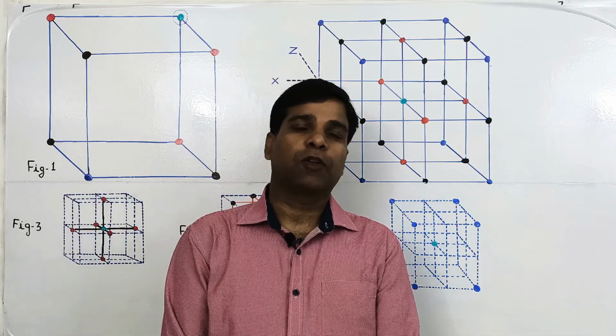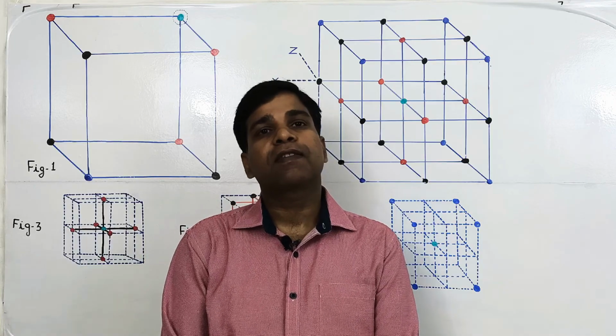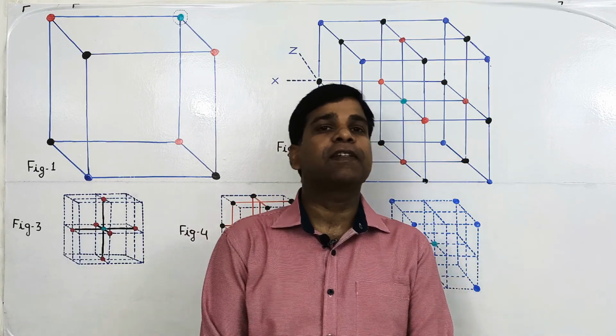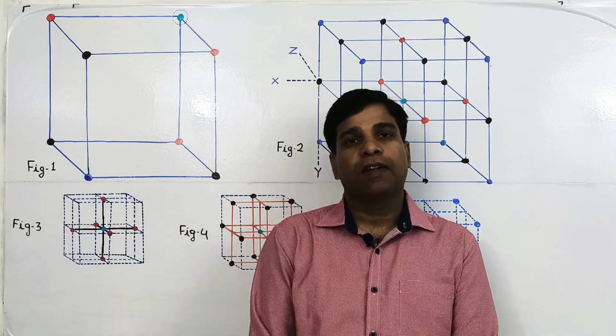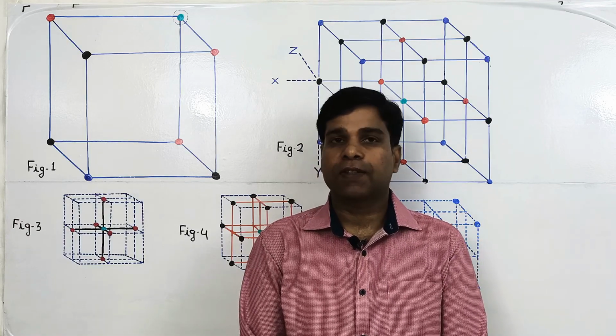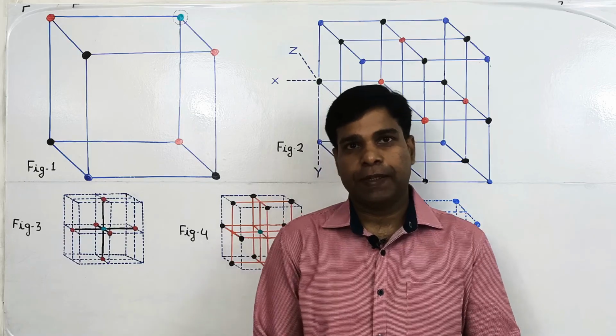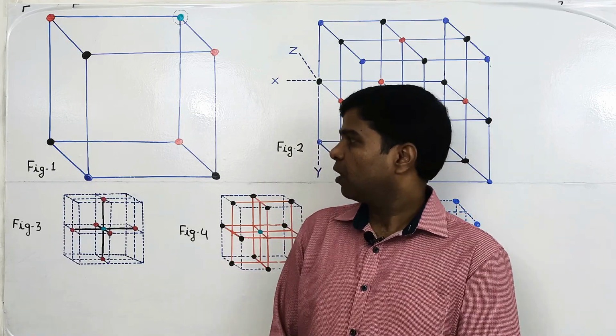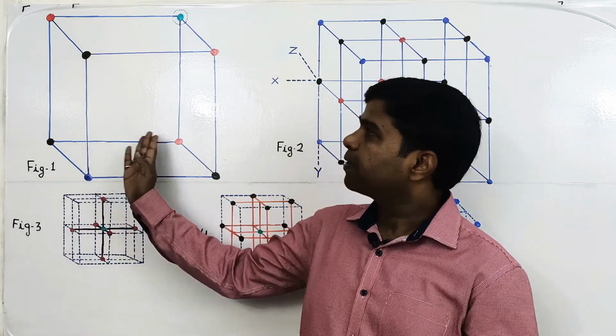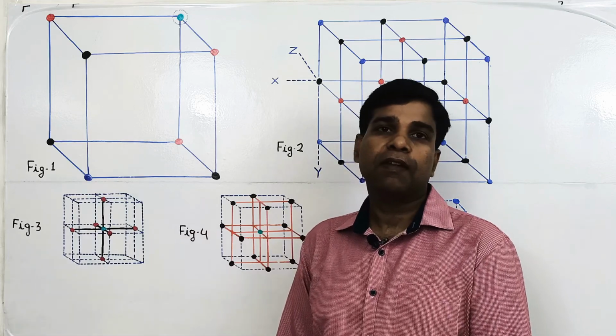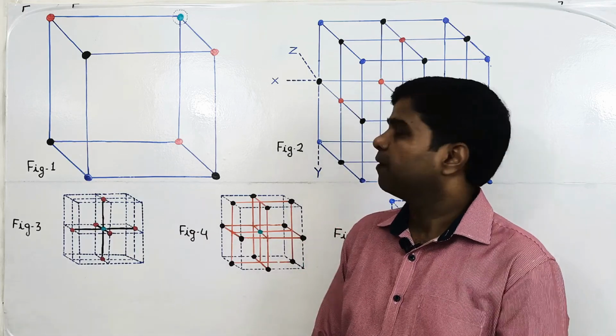Myself Amit Kumar Gautam, and today I will discuss the different nearest neighboring particles in a simple unit cell system or in the primitive unit cell system. In this one, figure number 1 represents one cubic unit cell with the edge length A.